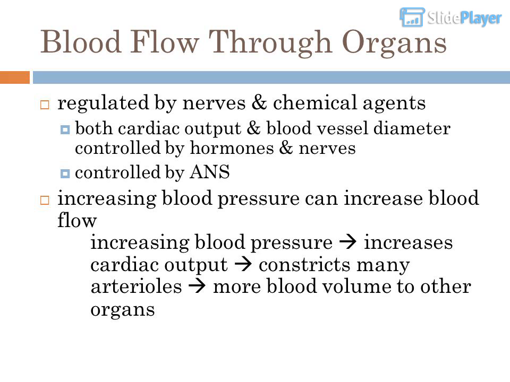Blood flow through organs is regulated by nerves and chemical agents. Both cardiac output and blood vessel diameter are controlled by hormones and nerves. Controlled by the ANS. Increasing blood pressure can increase blood flow. Increasing blood pressure increases cardiac output, constricts many arterioles, and sends more blood volume to other organs.